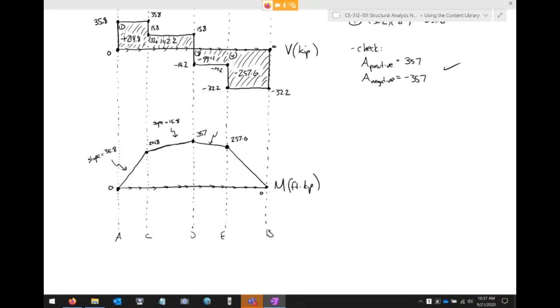Negative 14.2, exactly right. And then this slope is negative 32.2. Okay, that's exactly right. And so this right here, that's your moment diagram.